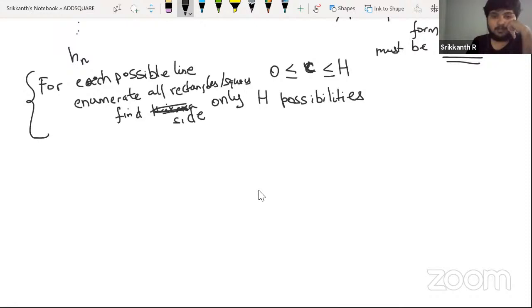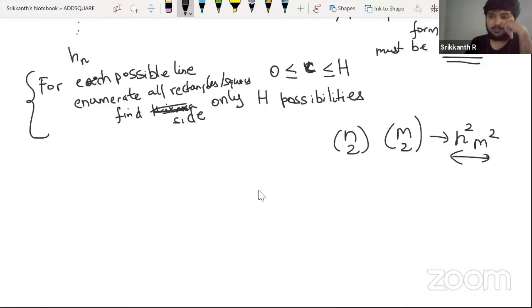So obviously, yeah, we have NC2 into MC2 possibilities. This is too much. This is like n squared, which is, we don't want to enumerate all rectangles and squares. So we have to find a better way to go over these, right? So the first obvious thing is that we don't have to consider every pair of the vertical lines and every pair of the horizontal lines, right? Because we can pre-calculate the differences between all pairs of the vertical lines, and we can have candidate side lengths.